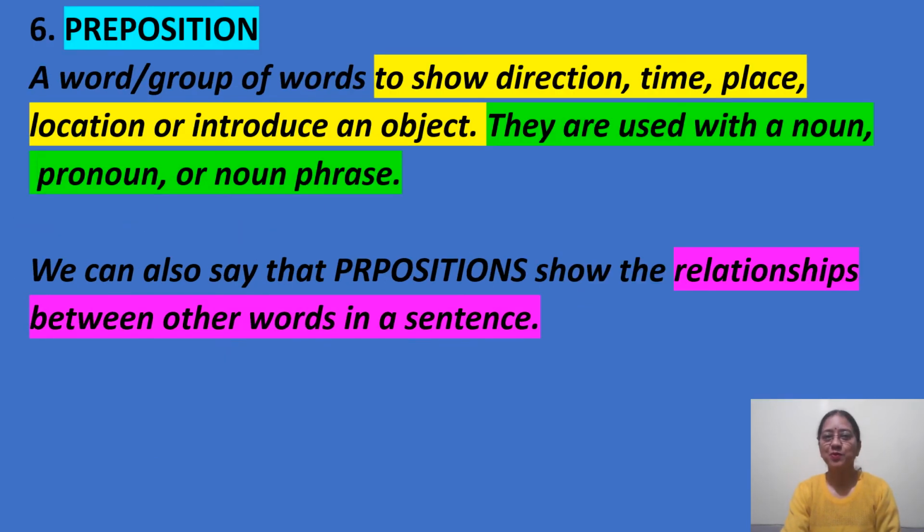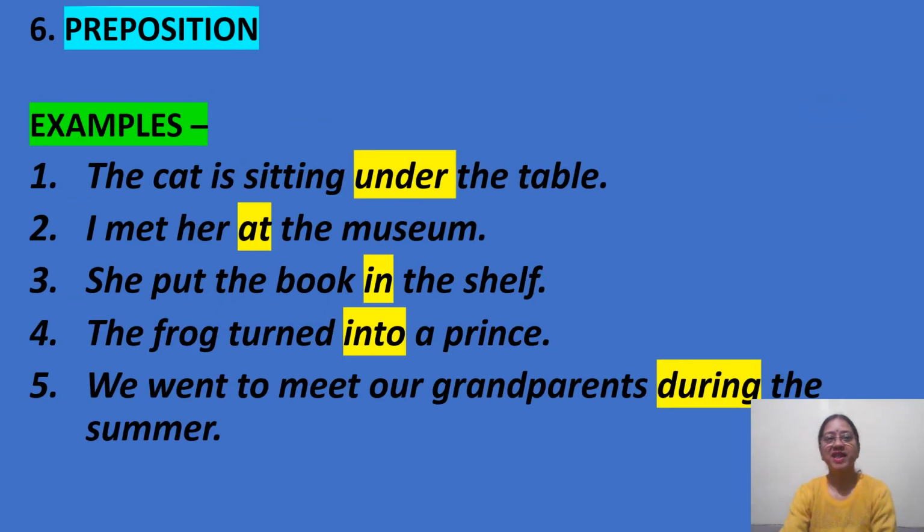The sixth part of speech is preposition. Preposition is a word or group of words to show direction, time, place, location, or to introduce an object. Prepositions are used with a noun, pronoun, or noun phrase. Prepositions can also show relationships between other words in a sentence. Look at the examples and pay attention to the highlighted word in each sentence.